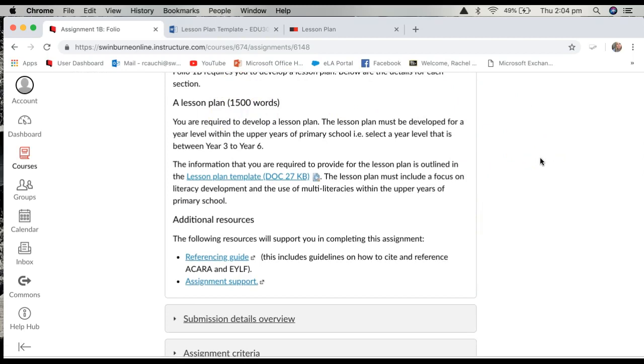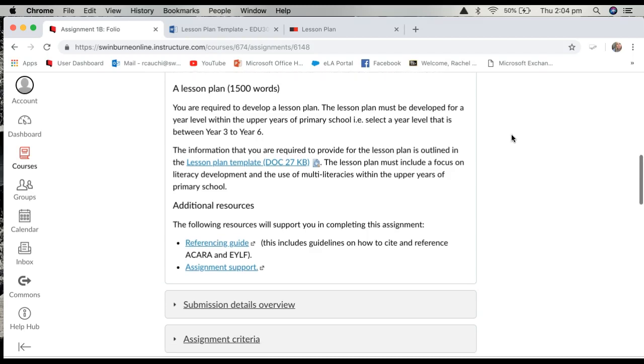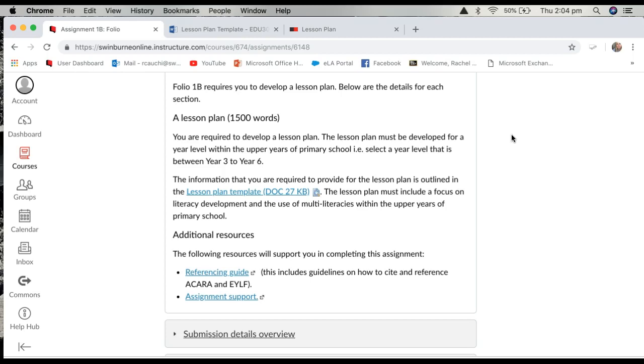We need to make sure that it is upper years of primary, so it's specifically between years 3 and 6. And I know a lot of people were wondering why that was, and that's basically because when you did developing literacy prior to this unit, it had a heavy focus on early years of primary. So this time we're giving you lots of chances to be exposed to middle and upper school, because that's what you'll be needing to teach when you get yourself a job.